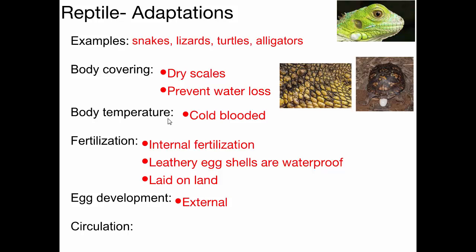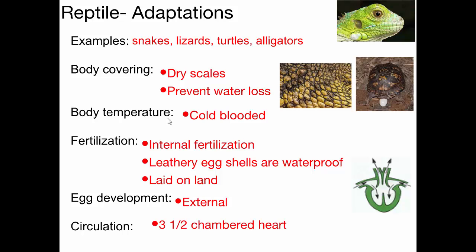In terms of circulation, how many chambers were in a fish heart? Two. Simple. An atrium where blood comes in, a ventricle that pumps it out. How about amphibians? Three. Two atria where blood comes in, one from the lungs, one from the body, and then it mixes in the ventricle and then gets pumped out.